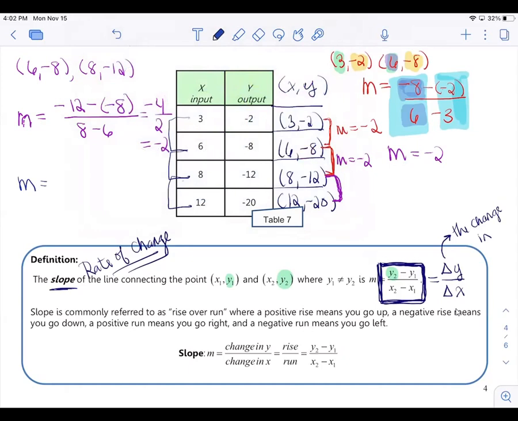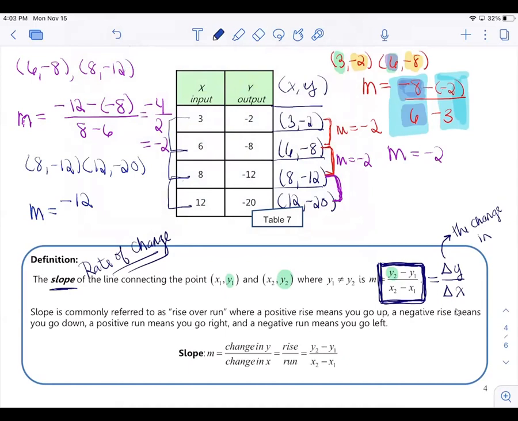So M is, let's actually write those coordinates down. It's 8, -12, and 12, -20. Order doesn't matter. It really doesn't, as long as you're consistent with your formula. So let me just show what I mean by that. Say you're like, no, Stephanie, I'm going to choose -12 first. You get to do that if you want.